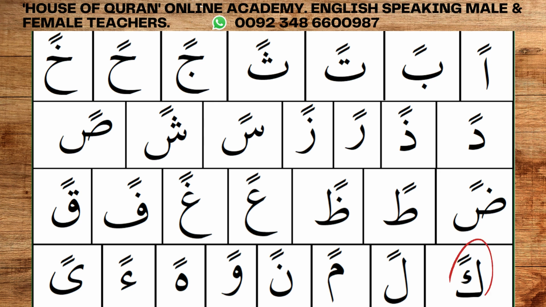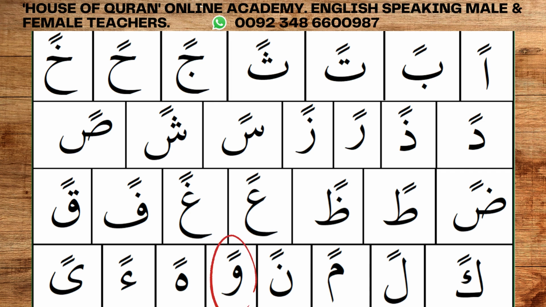A k sound with an "an" on top is kan. A l sound with an "an" on top is lan. A m sound with an "an" on top makes man. A n sound with an "an" on top makes nan.